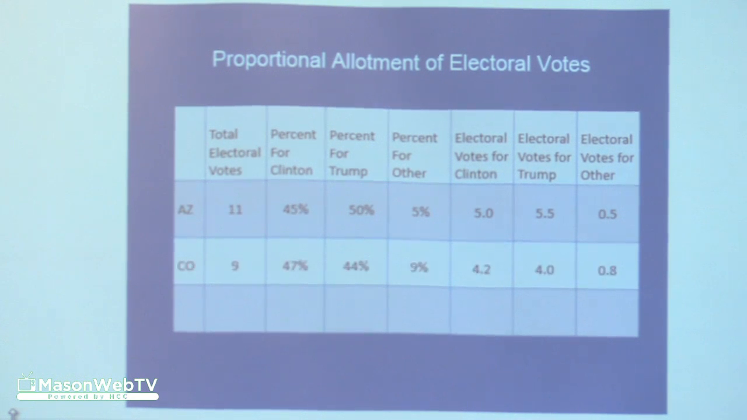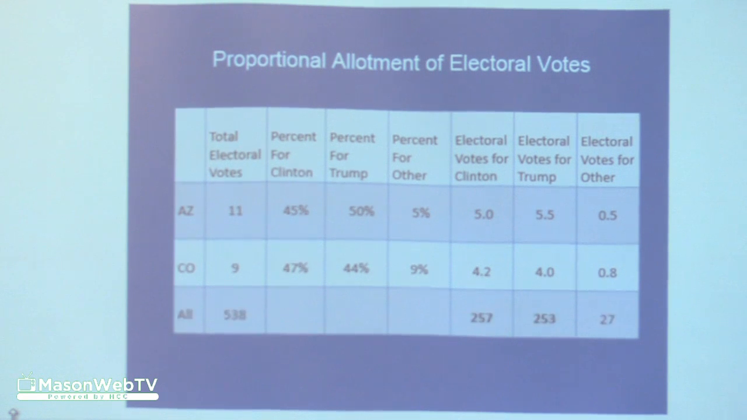And then in Colorado, you have 9 electoral votes, 47% Clinton, 44% Trump, 9% for others, and then the electoral votes get apportioned accordingly. And this is what's happening as other candidates take a little bit away from the total votes in each state until we finally get to the total, and neither one has received 270. So in 2016, that election would have gone to the House of Representatives.